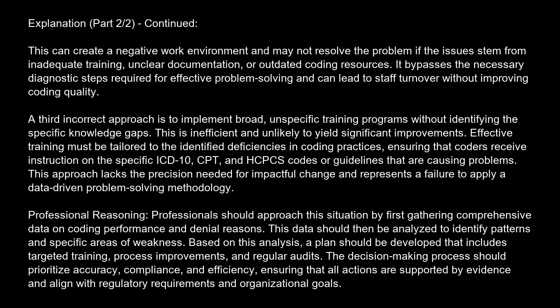Professional reasoning. Professionals should approach this situation by first gathering comprehensive data on coding performance and denial reasons. This data should then be analyzed to identify patterns and specific areas of weakness. Based on this analysis, a plan should be developed that includes targeted training, process improvements, and regular audits. The decision-making process should prioritize accuracy, compliance, and efficiency, ensuring that all actions are supported by evidence and align with regulatory requirements and organizational goals.